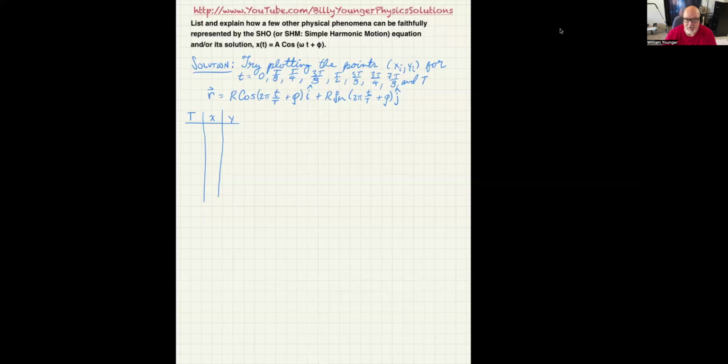So because of that, you can see that r sine of 2 pi t over T plus phi is also a simple harmonic motion equation, just shifted by a little bit. So that's one of the particular instances.